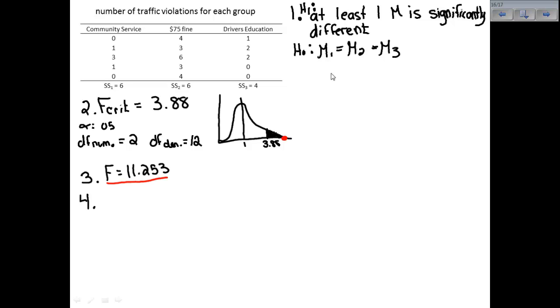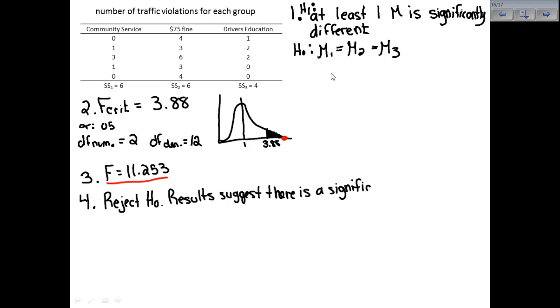So in step 4, we can reject the null hypothesis, and results suggest that there is a significant difference in the number of traffic violations based on the type of program that they received.